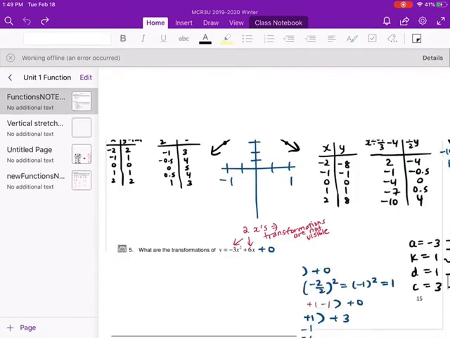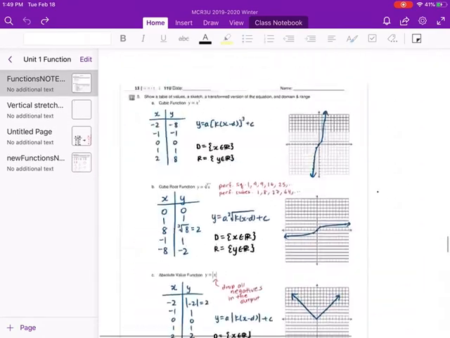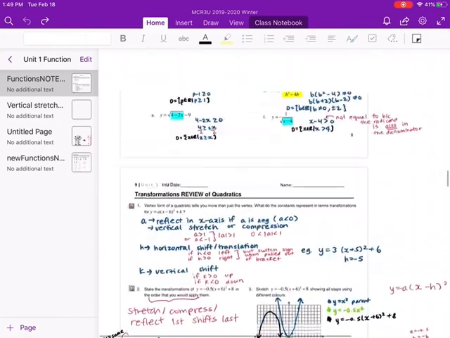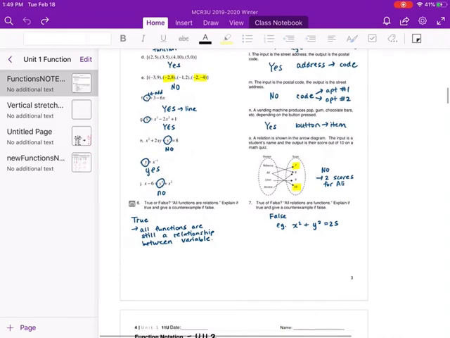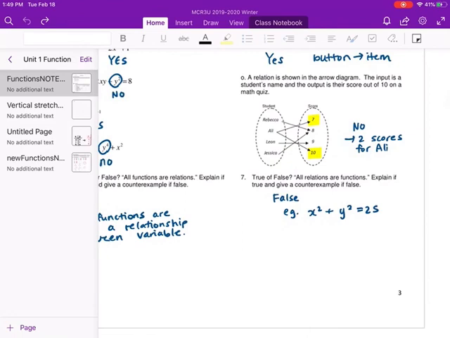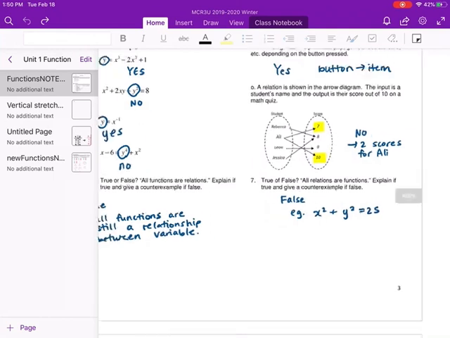For question 6, all functions are relations. Yes, all functions are relationships between variables. They are relations, that's true. Question 7, all relations are functions. No. Well, if you have x squared plus y squared equals 25, that's an equation of a circle. Again, you see an even exponent on the y, and if you were to draw it out, the circle wouldn't pass the vertical line test, so false, it is not a function.